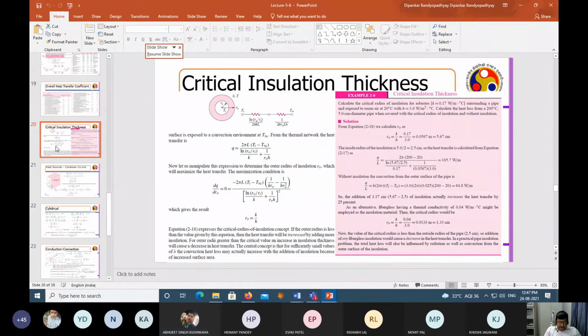So calculate quickly. First is without insulation, right? And then with insulation. And insulation with critical radius.